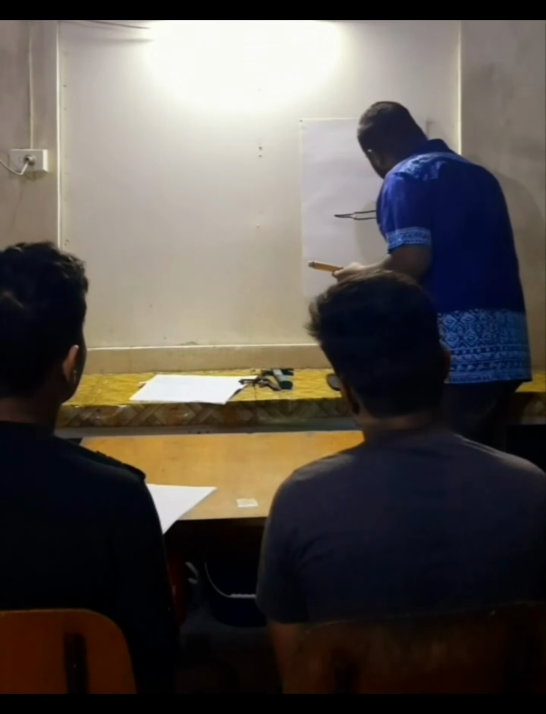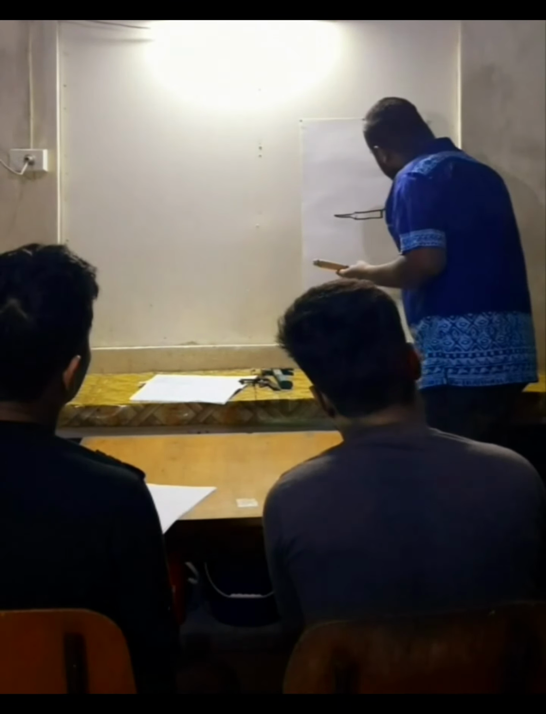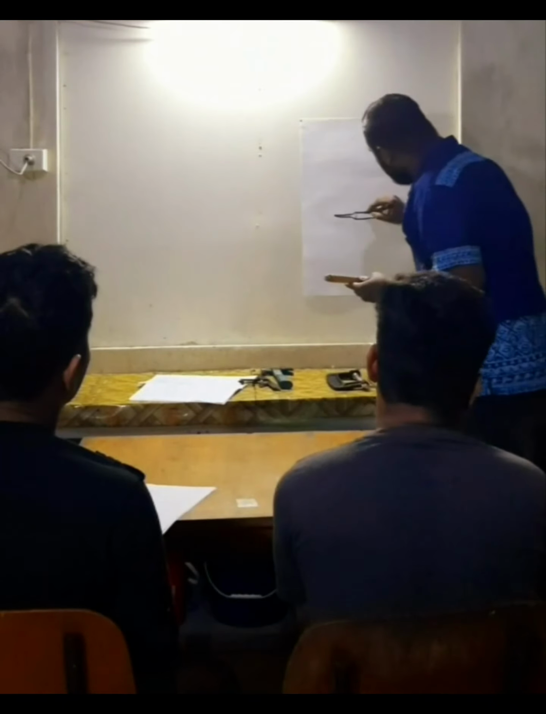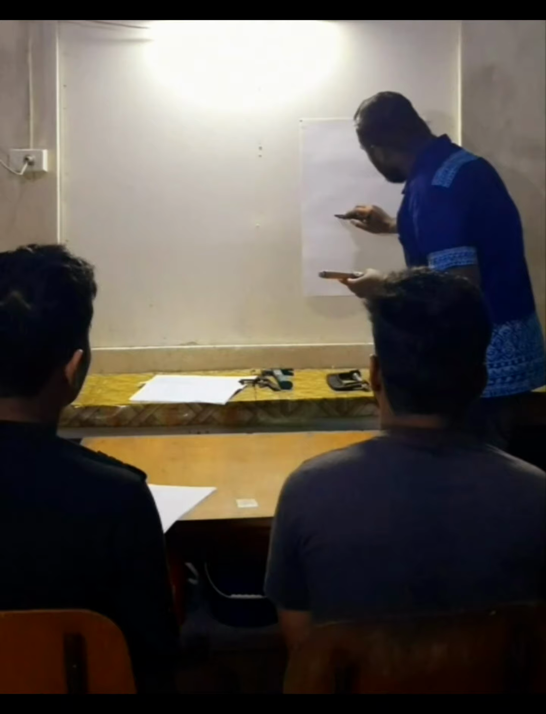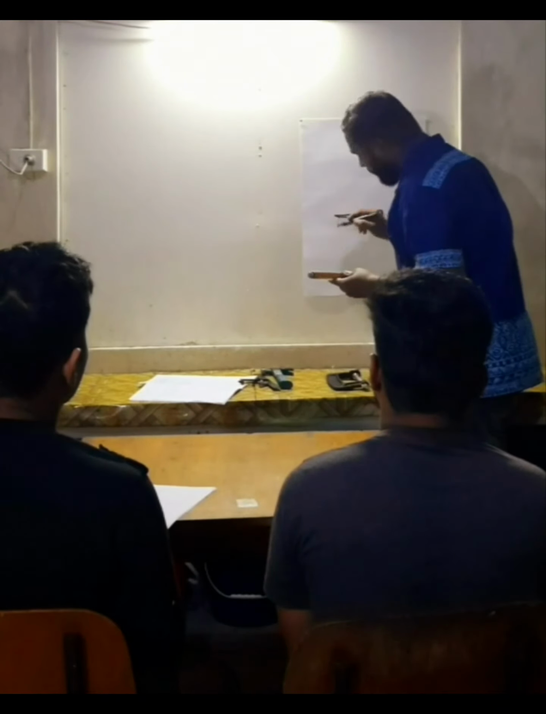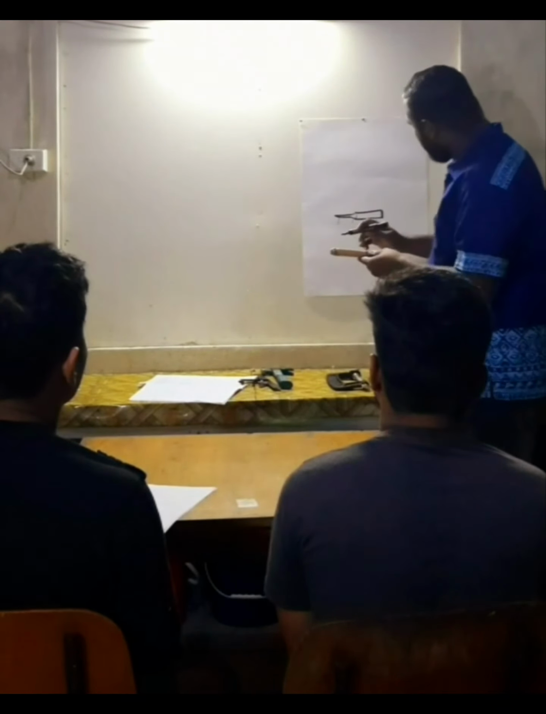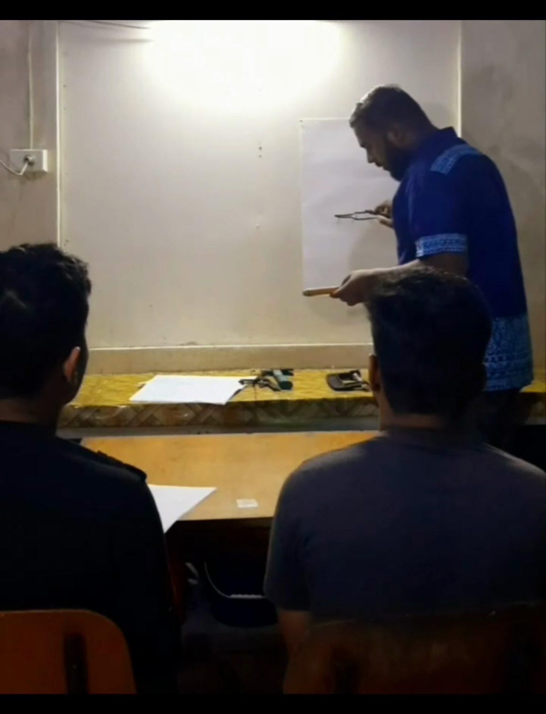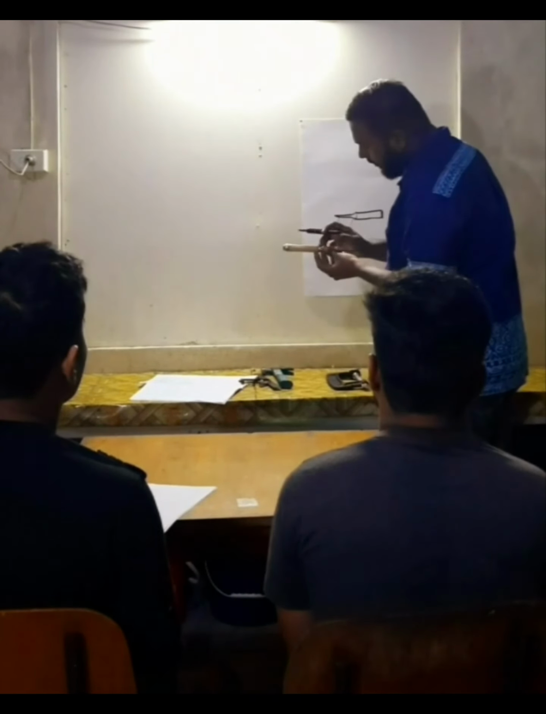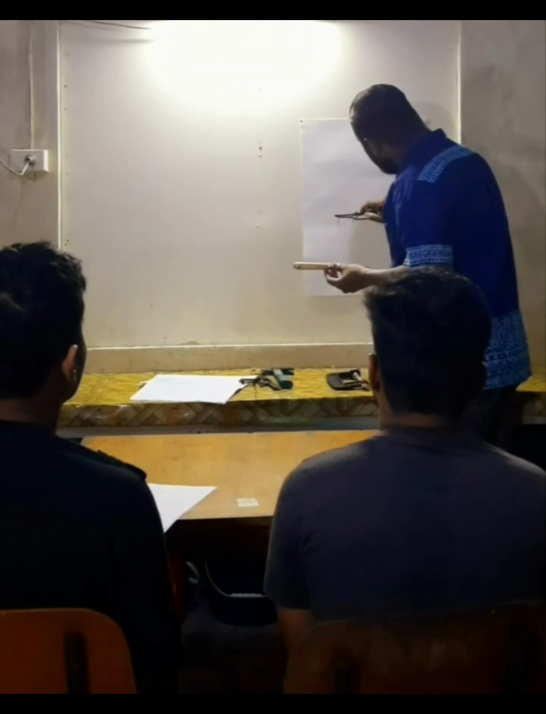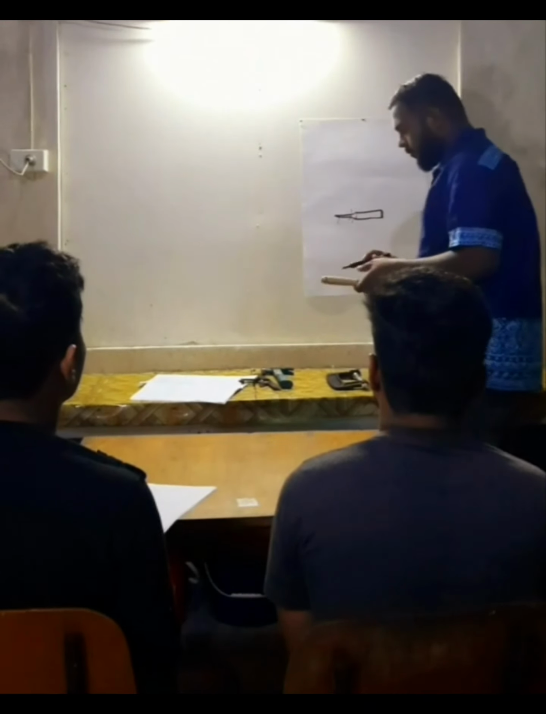So this could be a cutting edge here. And this is the shoulder here, and this is part of the thing which is inside here. And the ring which you can see placed here is known as the ferrule.